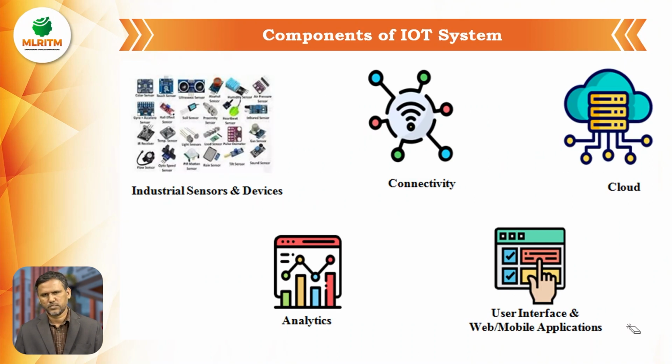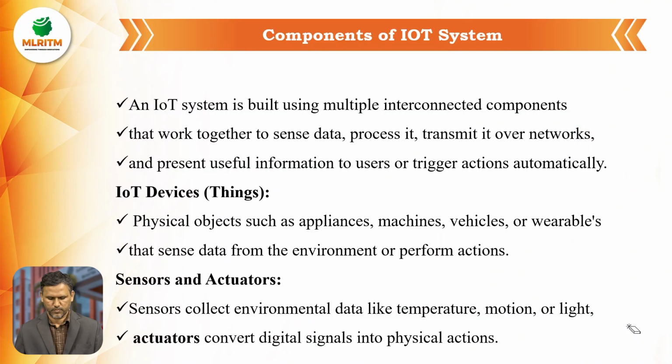Next one is the components of IoT systems. There are different components you can observe: industrial sensor devices, connectivity, cloud, user interface, analytics. These are the components.